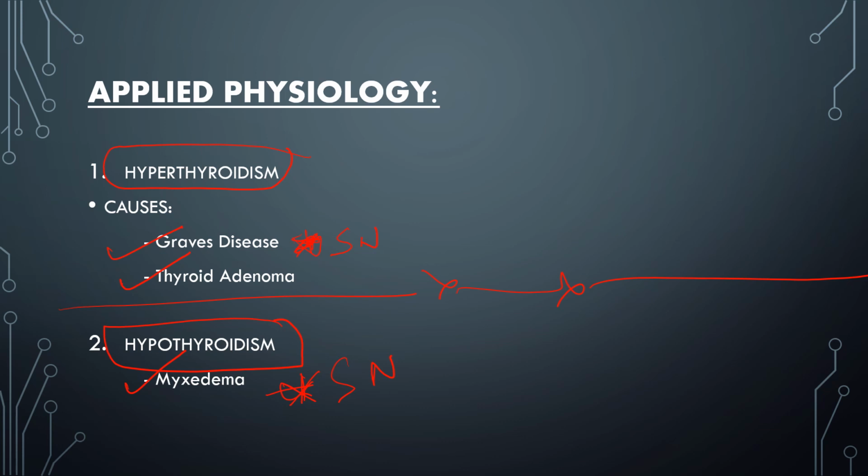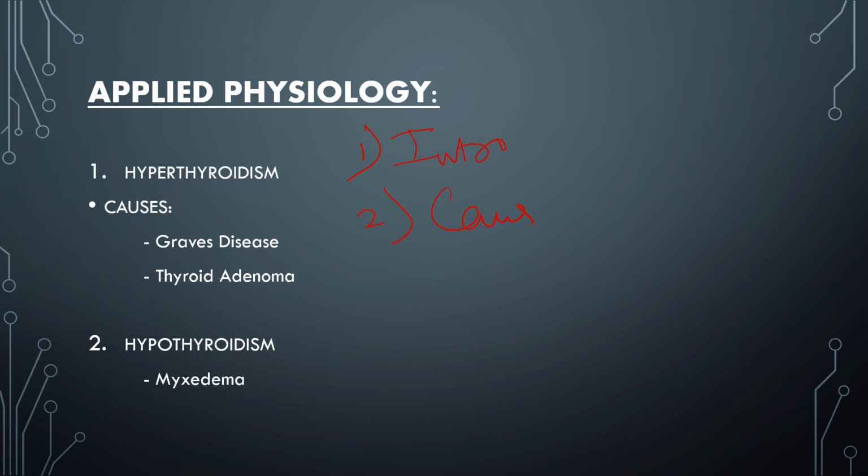So, while writing the applied physiology or while writing about hyperthyroidism and hypothyroidism, you should mention its introductory part, its mechanism, causes, and finally the symptoms and signs. Let me write it. Number one, the intro. Number two, cause. Number three, signs and symptoms. Clear?